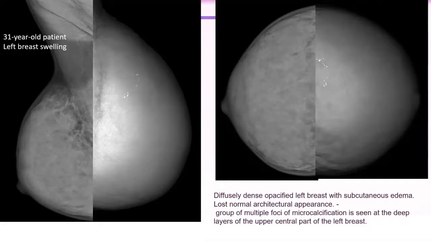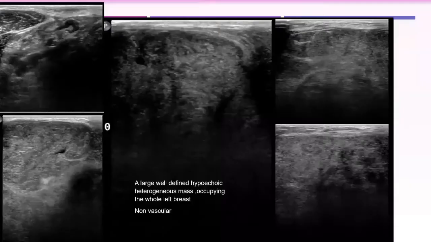When you have seen a very large mass, you have to think about, we have to put in the differential diagnosis, what, Suhair? Phylloides. Yes, we have to think about phylloides. Okay, what about the ultrasound? Does it go with phylloides?